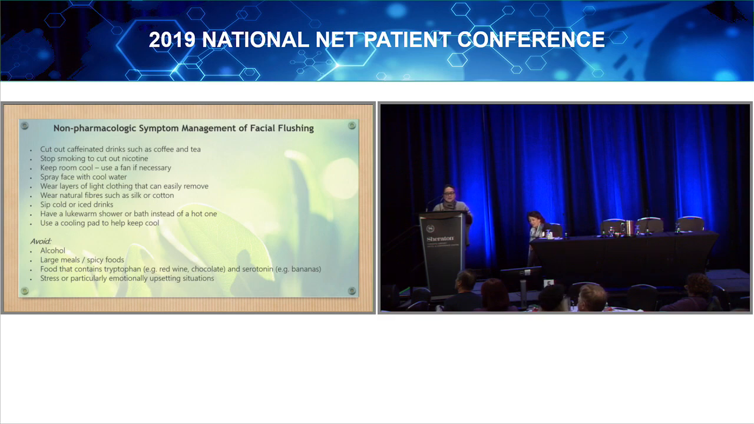These are the following interventions that you can do to manage facial flushing. And to prevent the occurrence, it may help to avoid alcohol, large meals, spicy food, food that contains tryptophan like red wine and chocolate, serotonin, stress, or particularly emotionally upsetting situations. Other symptoms, symptom management related to diet and nutrition will be covered by the next speaker. There are other symptoms that I won't be able to tackle today due to limitation, but you can look at the helpful resources for more information.